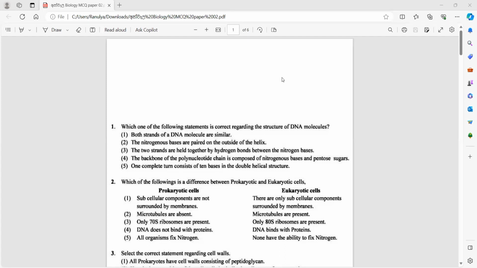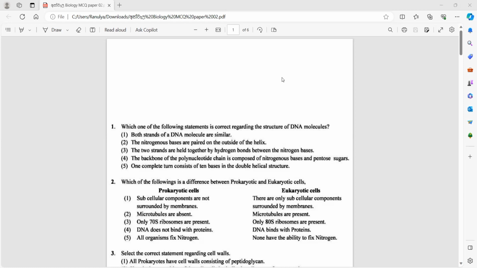Second one, which of the following is a difference between prokaryotic and eukaryotic cells? First one, subcellular components are not surrounded by membranes in prokaryotic cells, and in eukaryotic cells, there are only subcellular components surrounded by membranes. What are these subcellular components? There are many subcellular components in a cell. The subcellular components which are surrounded by a membrane and suspended in the cytosol are called organelles, which are specialized for a function.